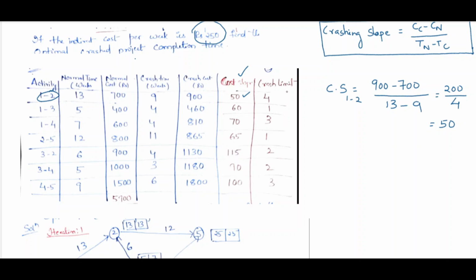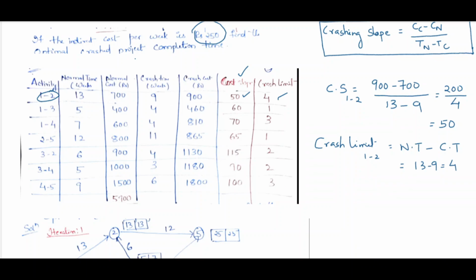Now what is the crash limit? Crash limit, let's say for activity 1-2, is always the difference between the normal time and the crash time. It is normal time minus crash time. For the first case, it is 13 minus 9, which is equal to 4. Likewise, we will compute for all other activities.